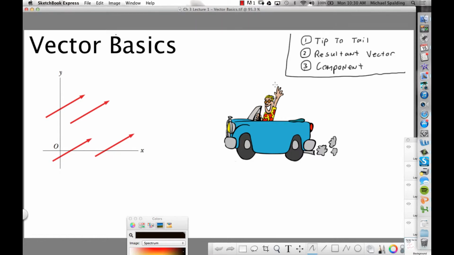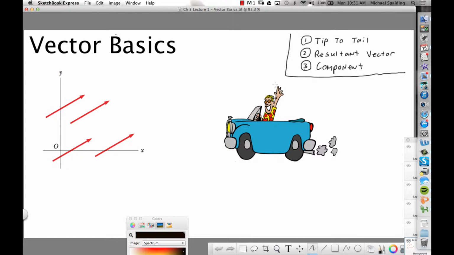Okay, so vector basics. Today I'm going to be talking about what vectors are. I'm going to talk about the three key terms that I have in the corner there: the phrase tip to tail, resultant vector, and the term components, and just in general, how vectors work, how to think about vectors. Tomorrow I'm going to more explicitly go over how to add or subtract vectors graphically and mathematically.